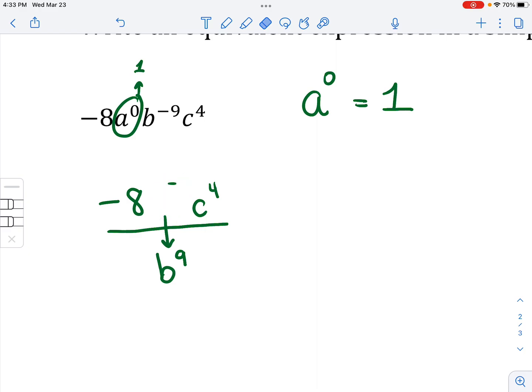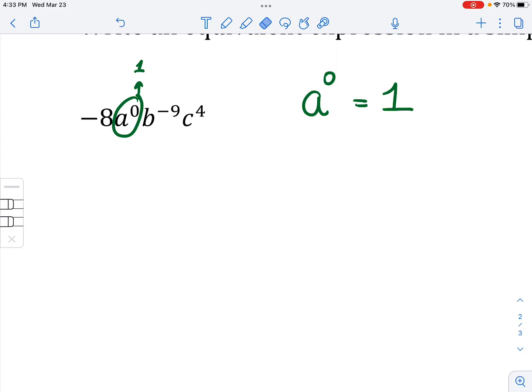So now this happens. A lot of kids were trying to move that negative 8 downstairs here, but the thing is, this is not a negative exponent. The rules of moving and changing location depending on the sign is only dependent on if it's an exponent, not if it's a number itself, all right?